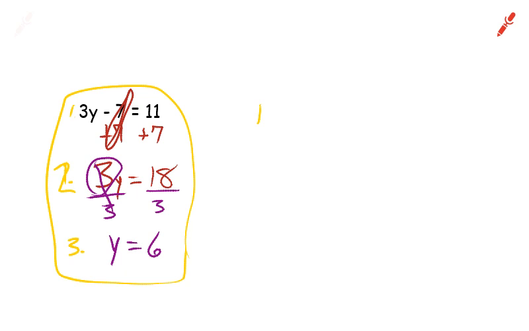Over here, I need to decide what properties allowed me to use those steps?